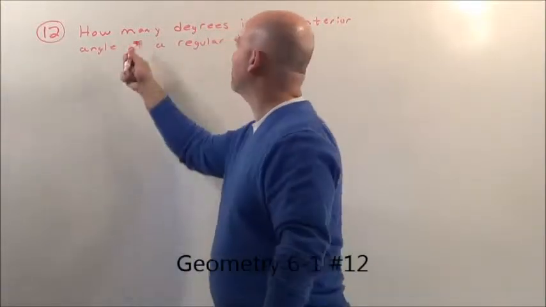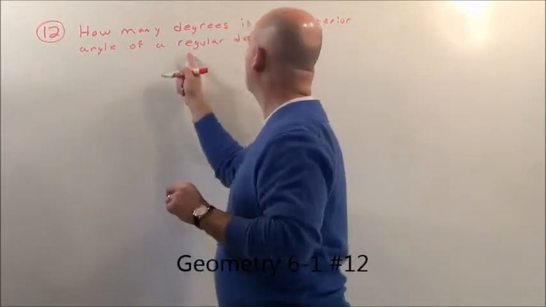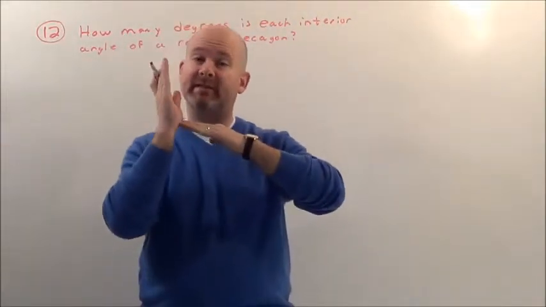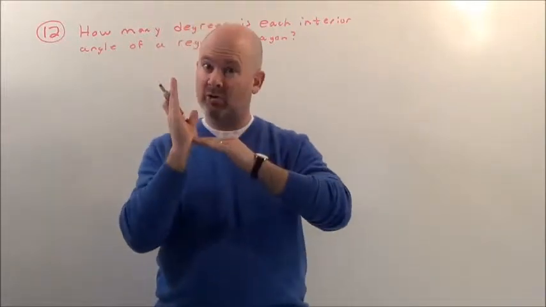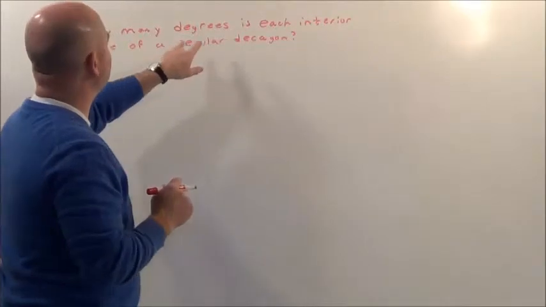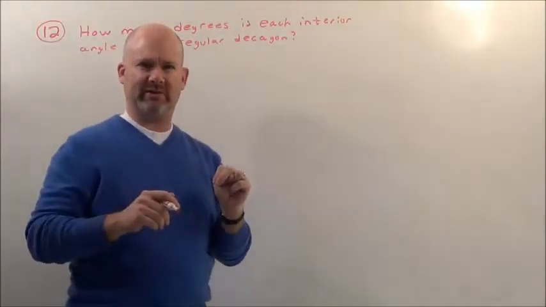Here's problem 12. It says, how many degrees is each interior angle of a regular decagon? Now remember, regular decagon means every one of the angles on the inside is exactly the same, and all sides on that polygon are exactly the same length. So we're trying to figure out what each angle would be. Now there's two methods to do this.